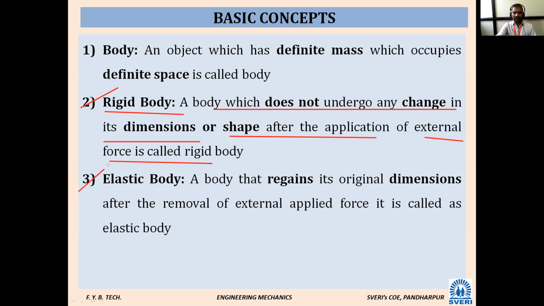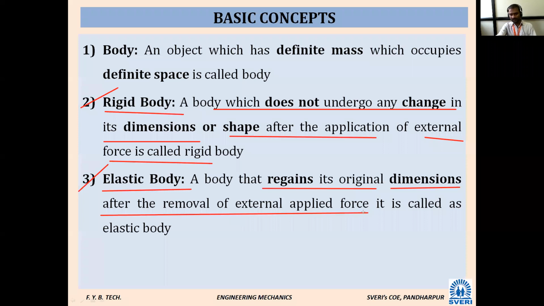Next, one more is the elastic body. Now see the elastic body: a body that regains its original dimensions. Regains is the important word, underline it. A body that regains its original dimensions after the removal of the external applied force is called an elastic body. Now see, I will take one plastic pipe, which is stretchable, and you can take a rubber. The best example is rubber. Apply a force to the rubber and stretch it like this.